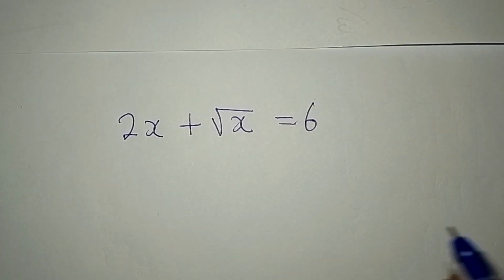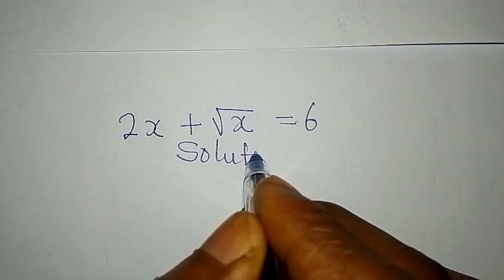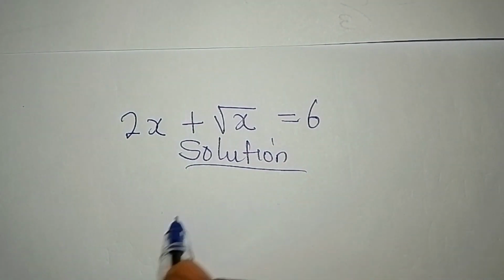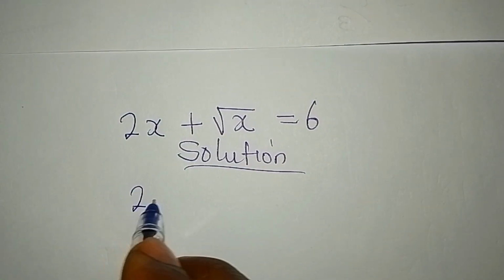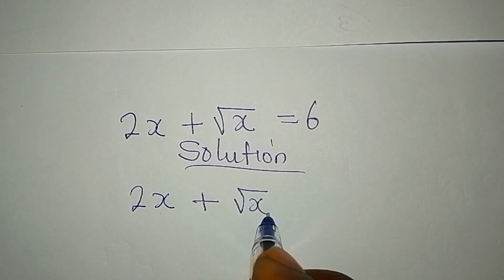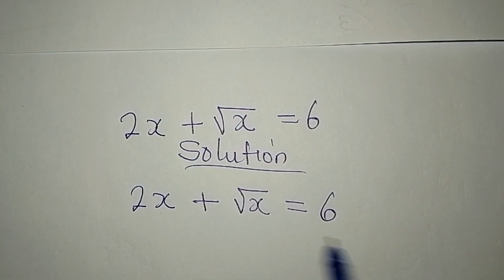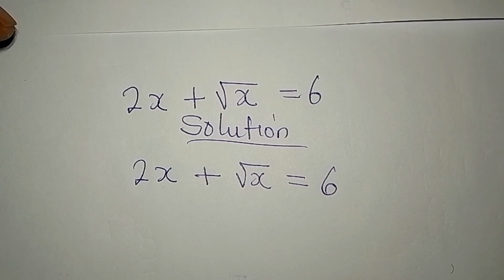Hello everyone. Let's provide the solution to this problem. We have 2x plus square root of x equals 6, and we have to look for the value of x, right? Now, how do we deal with this?